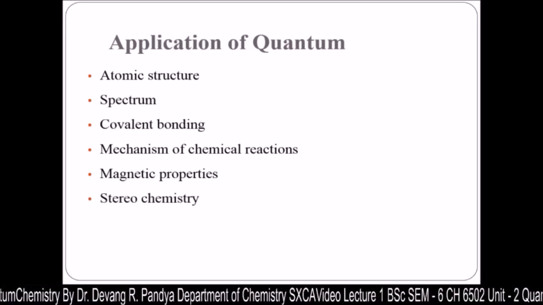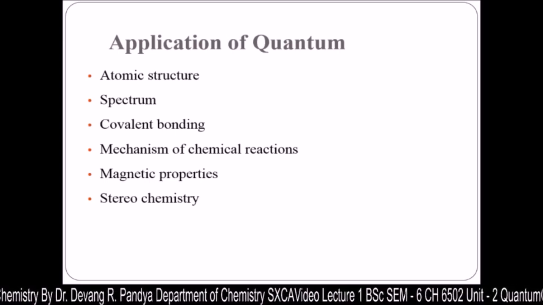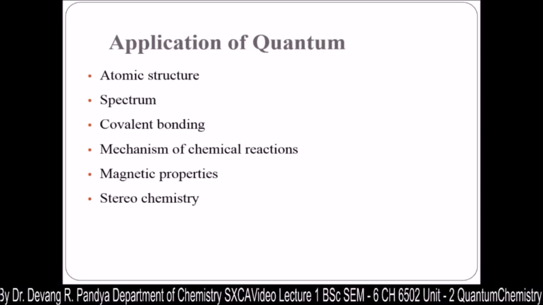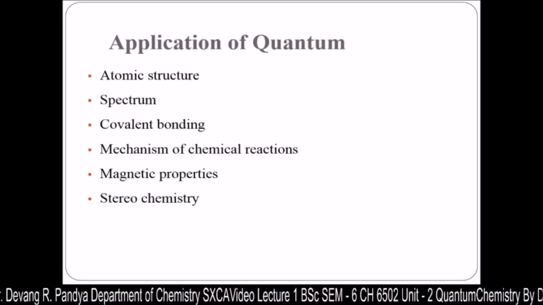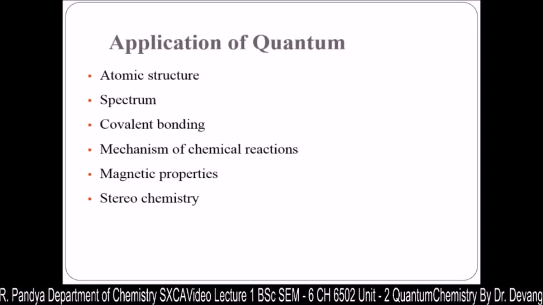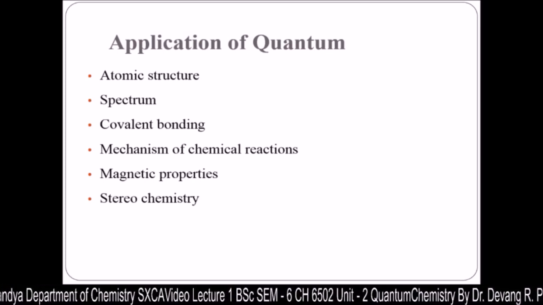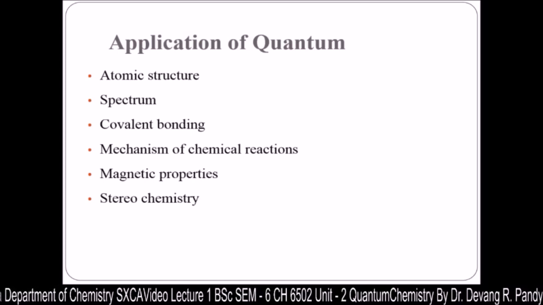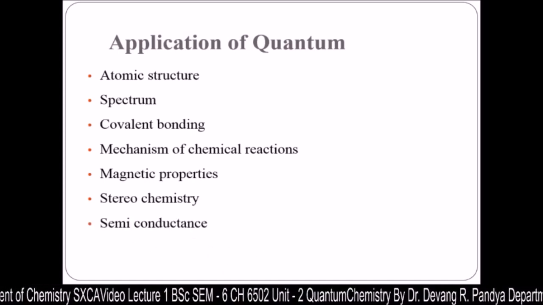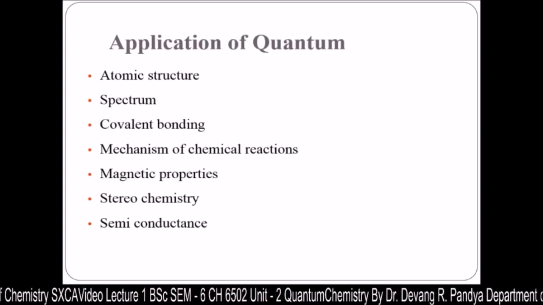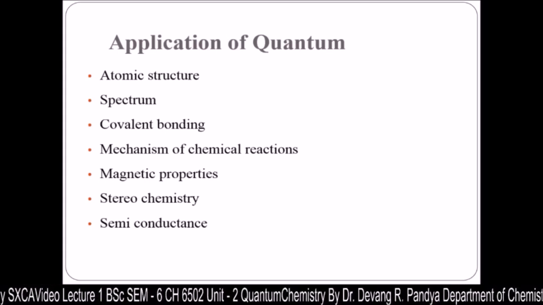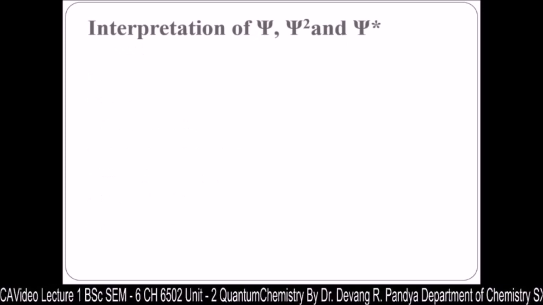And quantum gives us information regarding the different orientations of atoms in space, lone pair-lone pair repulsion, lone pair-bond pair repulsion, every kind of stereo arrangement, which requires studying the behavior of the electron, and for that quantum is essential. To study the semiconductivity of a compound, we use quantum. So these are certain areas where we study quantum.